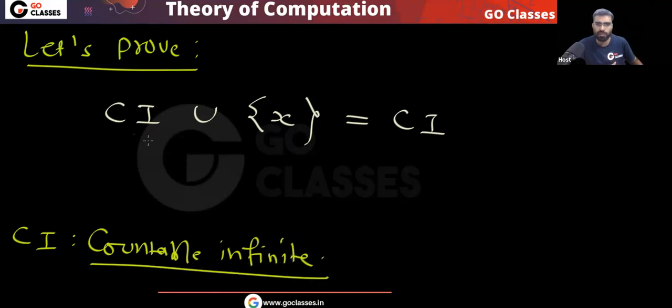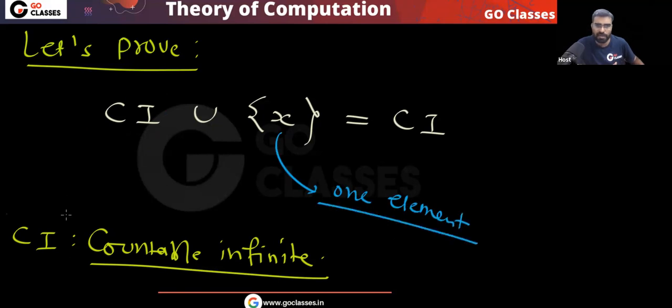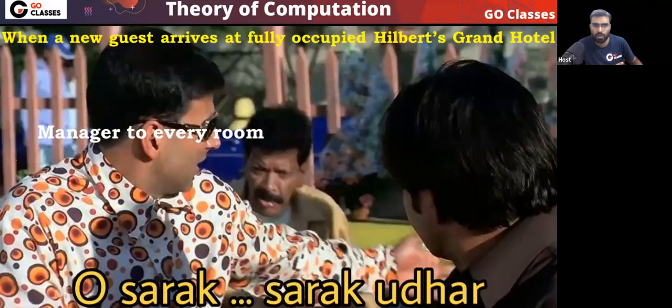Okay, so let's prove that in a countable infinite set, if you add one element, the result is again countable infinite. You can prove it like in Hilbert's hotel. Yes or no? It's like Hilbert's hotel. Correct.